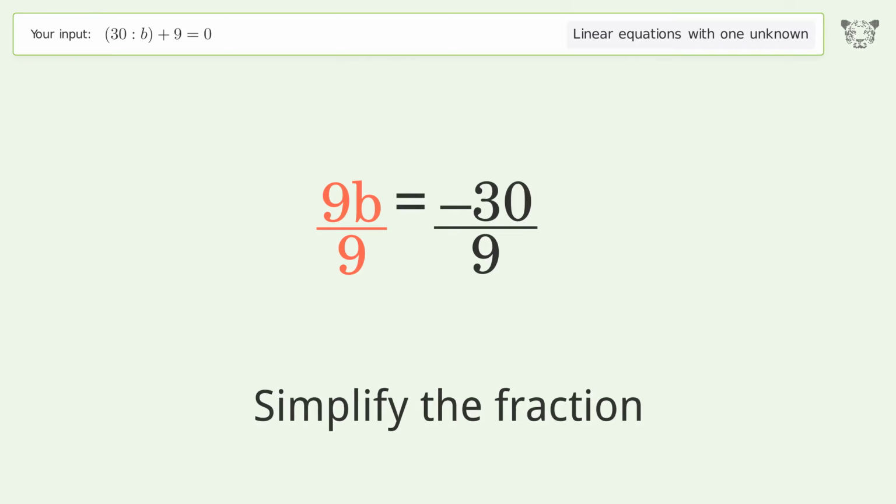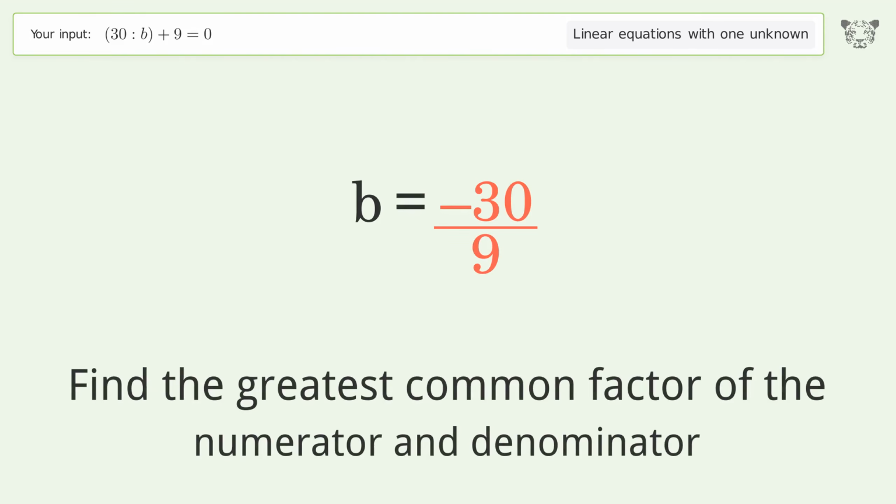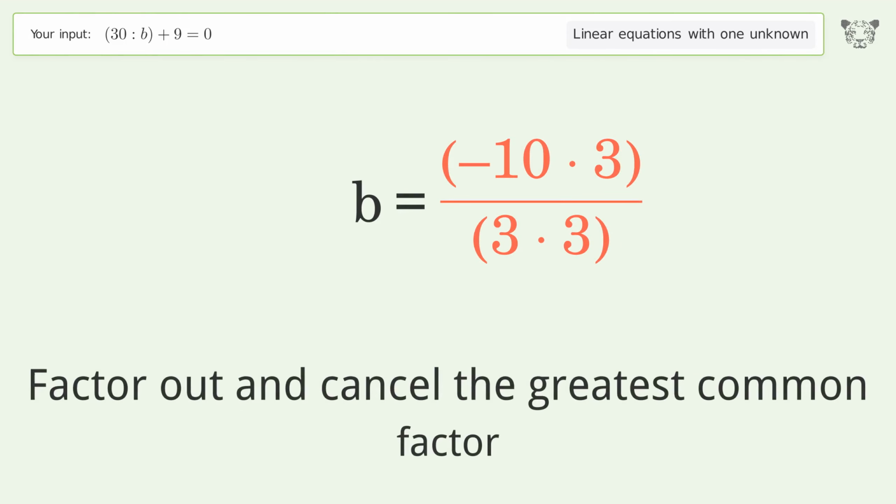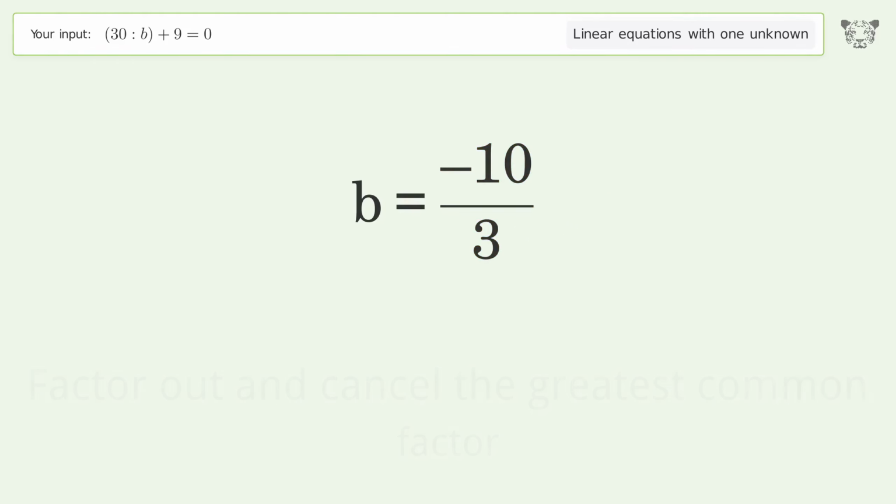Simplify the fraction. Find the greatest common factor of the numerator and denominator. Factor out and cancel the greatest common factor. And so the final result is b equals -10/3.